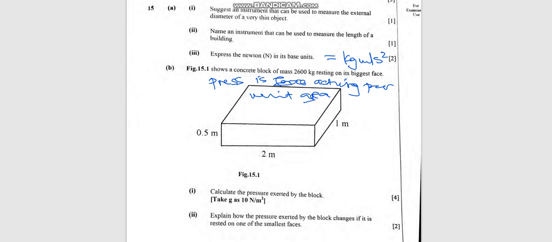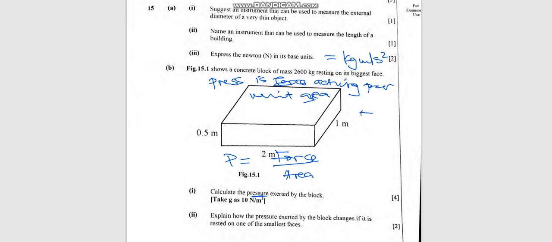So first of all, you have to find force, and after finding force, you also have to find the area. So calculating the pressure, pressure is equal to force over area. So for you to know the pressure exerted, you have to find force first and also the area. Take g as 10 Newton per kilogram.